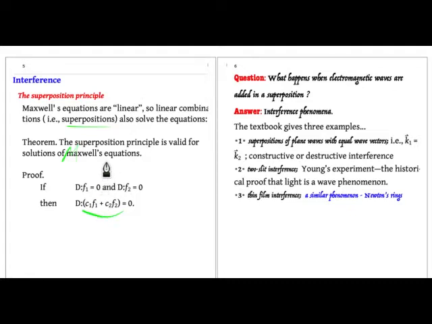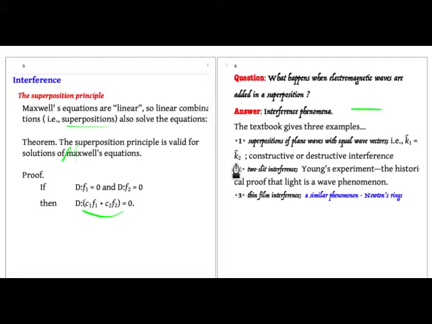So assuming that any solution of Maxwell's equations can be physically realized, we're led to this question: what happens when electromagnetic waves are added in a superposition? And the answer is interference. The waves interfere with each other. The textbook gives three examples, which we'll work out in the screencast. First of all, superposition of plane waves with equal wave vectors. That is to say, K1 is equal to K2. The waves are traveling in the same direction.